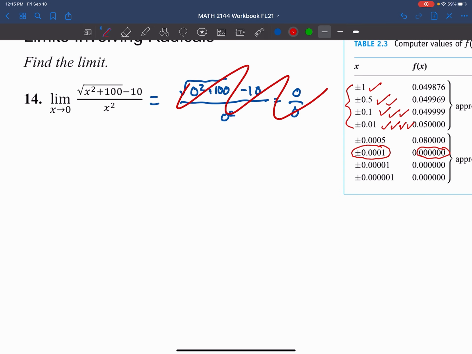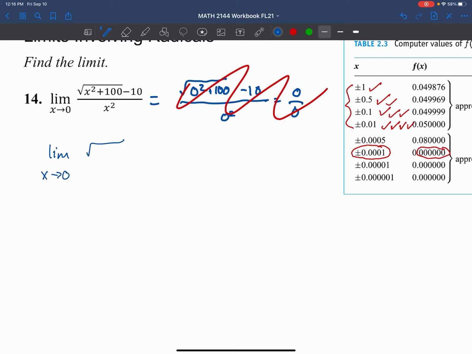So on 14, okay, we got 0 over 0. Does anyone see a way we can factor and cancel? We haven't really encountered anything like this. If you remember back to when we were working with complex numbers, you would multiply by the complex conjugate to cancel things out. So here's the trick. It's a unique approach that works only with radicals.